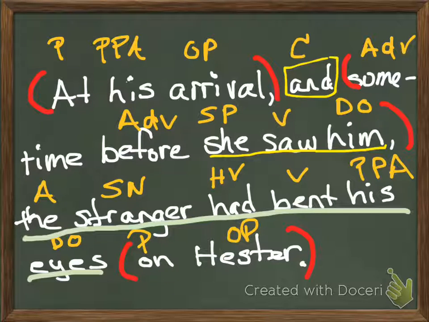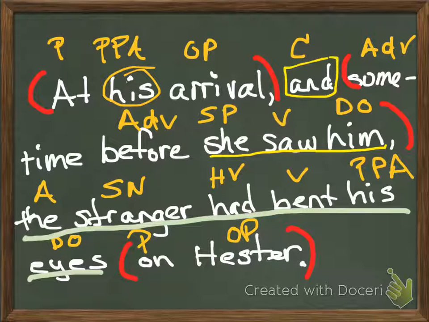We know that at his arrival is a prepositional phrase, so we put the red bracket around it. And we know that at is a preposition because it's followed by a noun. At what? Arrival. Whose arrival? His. So we know that our pronoun his is going to be in the possessive case and it's being used as an adjective. The other pronoun we found is she.